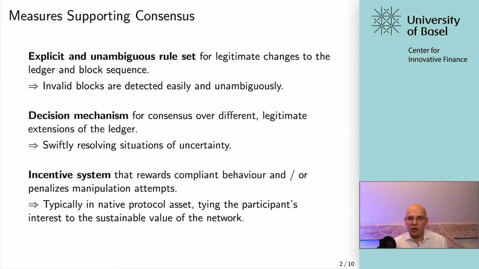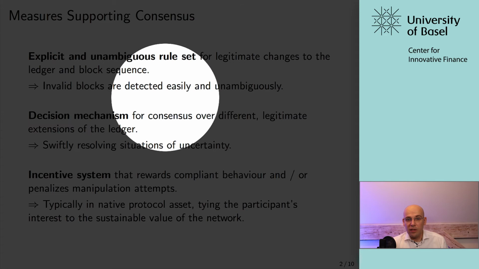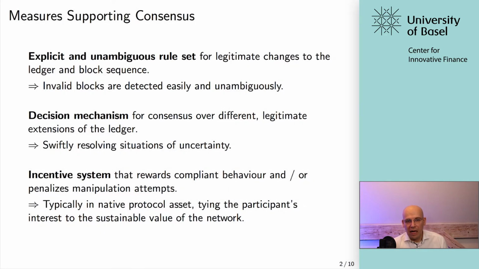If people have a different understanding of these rules, then we're back in the fork scenarios that we have looked at last time, which are of course really bad for reaching consensus. So if you have an explicit and unambiguous rule set, then you will be able to detect invalid blocks and invalid transactions easily and unambiguously, and just discard them as if they never happened, not accepting blocks that contain them.